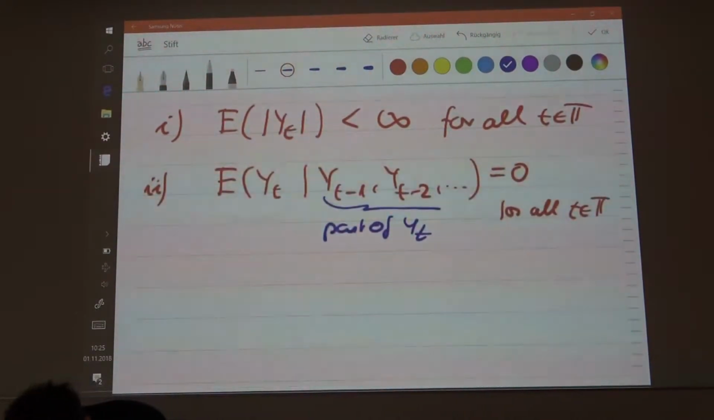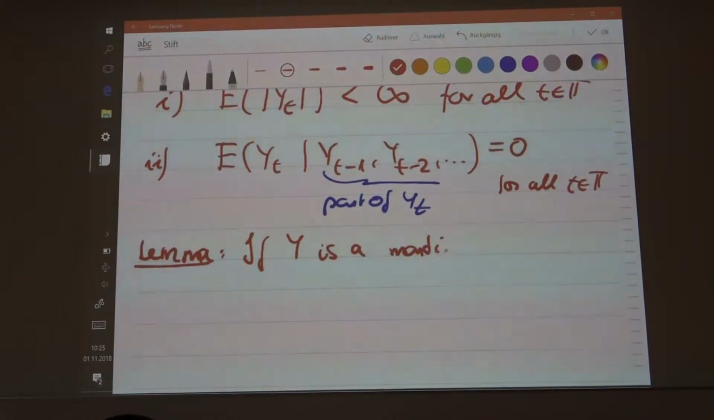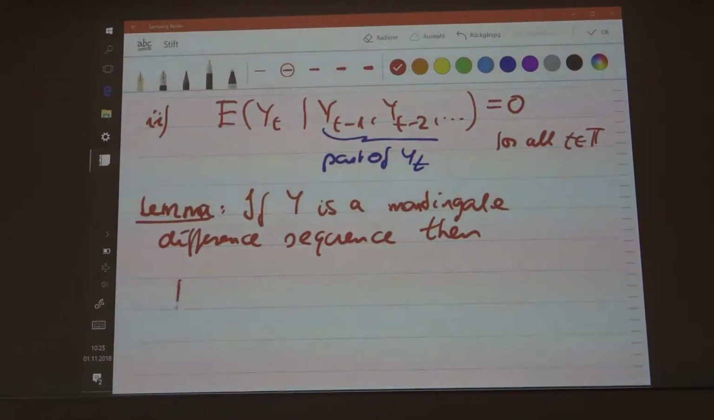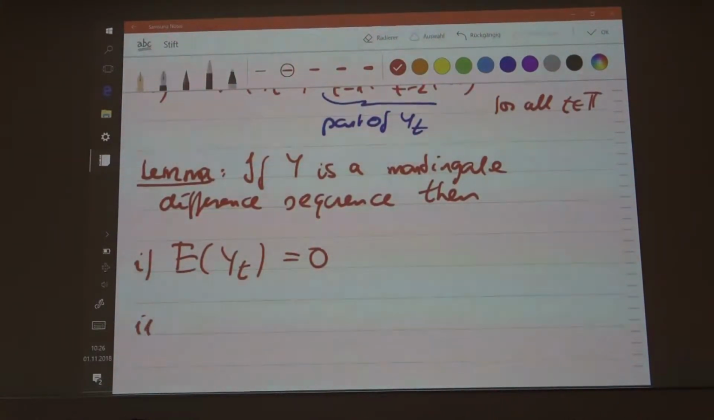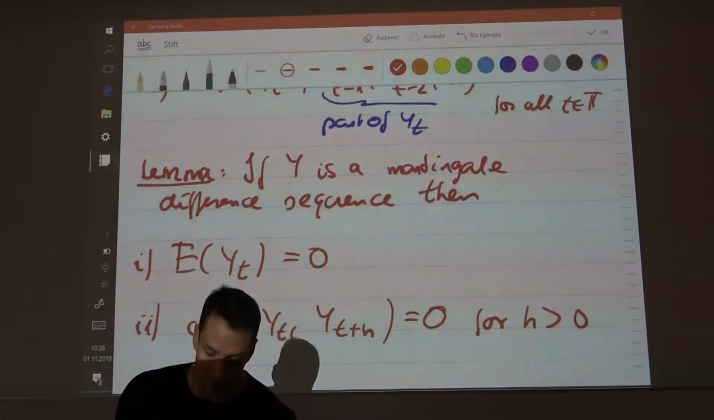I'm going to discuss them, but I'm going to summarize them here. So this is the first lemma regarding certain properties of the Martingale difference sequence. If Y is a Martingale difference sequence, then we have the following. The unconditional expectation is also equal to 0. That's the first property. And the second property is that the autocovariance is also equal to 0 if h is greater than 0.